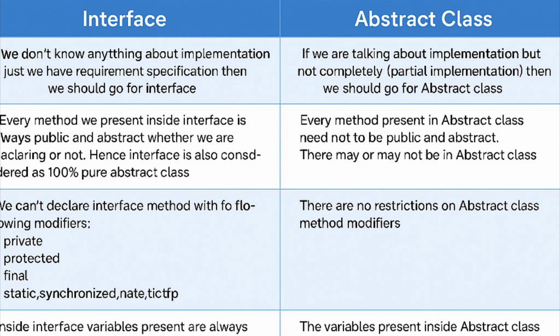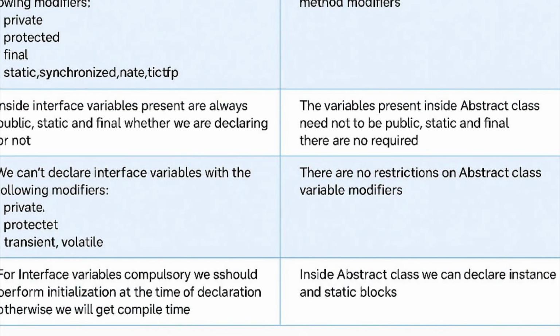Point 4. Variable behavior. All variables in an interface are by default public, static and final, whether you declare them like that or not. But in an abstract class, variables can be declared just like in any normal class. You can have instance variables and they don't have to be final or static.